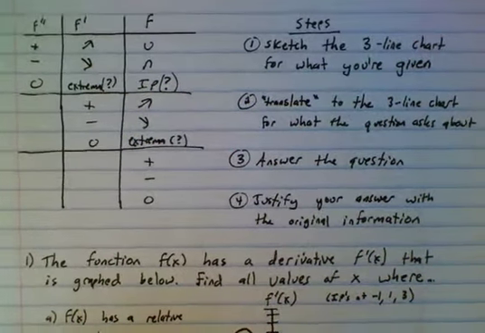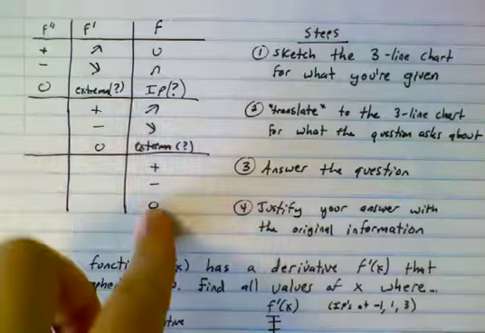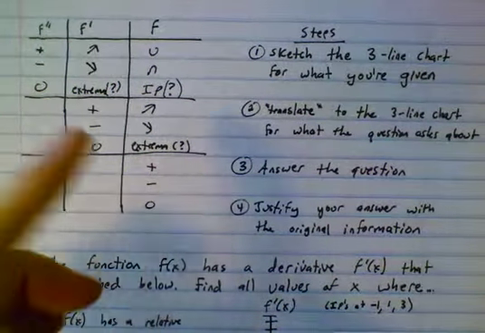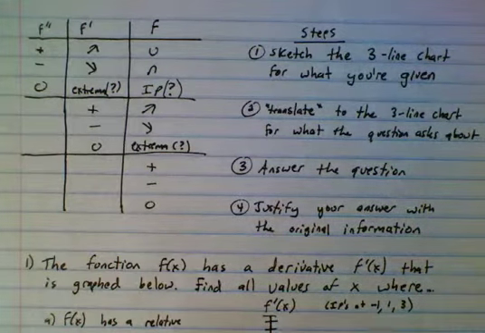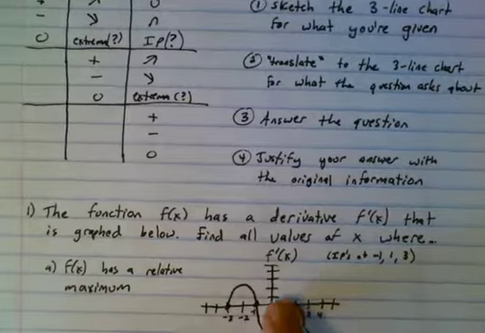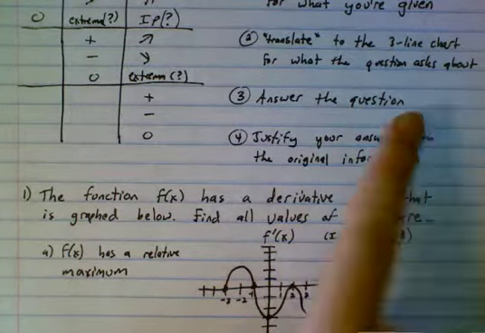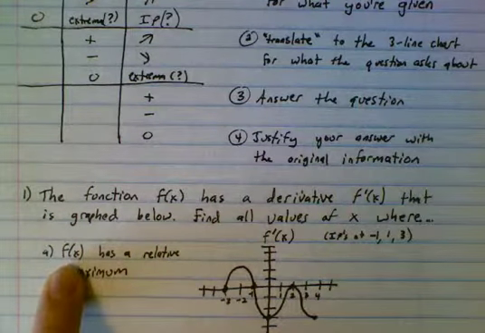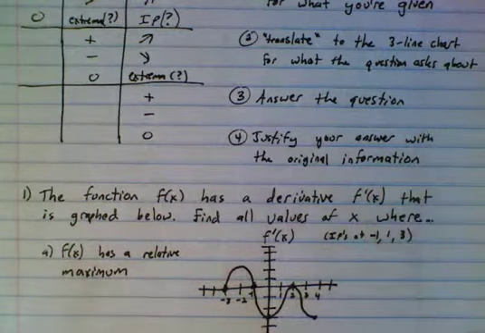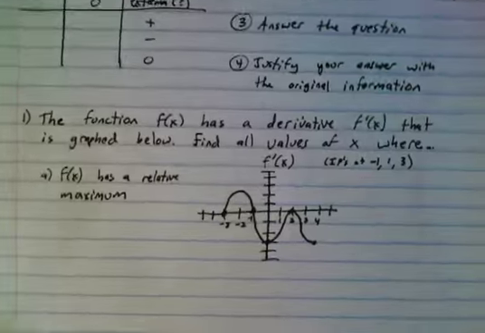So these are the steps that we're going to go through. We're going to be using this table and our three-line charts again. Basically what we're going to do is sketch the three-line chart for what we're given. So in this case we're going to be given f prime of x. We're going to translate that to what we're asked about, which is f of x, answer the question, and then justify it. So if you take a second, pause the video, and sketch this little diagram here for this problem.